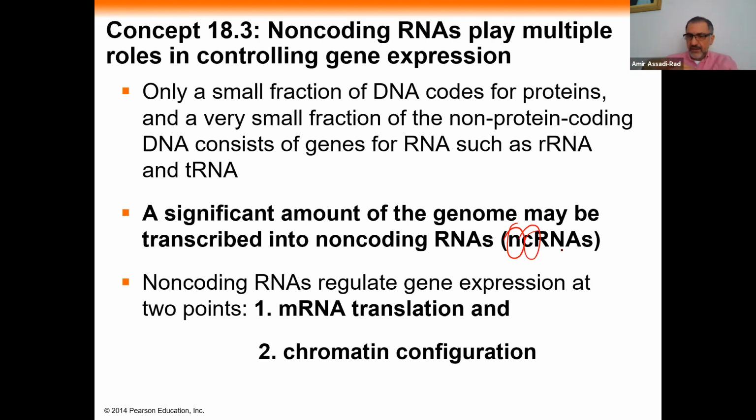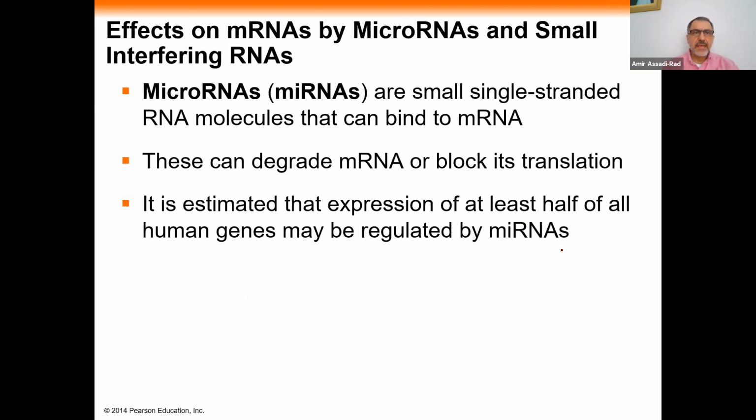So if you have a chromatin like this, if it changes its shape, okay, that is happening. We already talked about that in some detail. That is happening at the non-coding RNA, which makes sense. Effects on mRNA by microRNA, small RNA, and small interfering RNA.